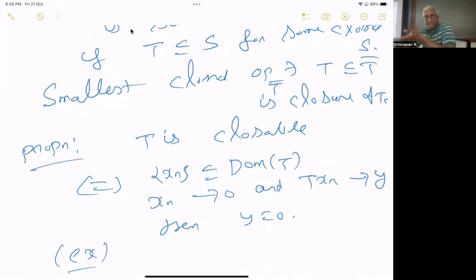Fn converges to F, Fn prime converges to G uniformly, everything uniformly. Fn converges to F, but Fn prime will not necessarily converge to F prime in derivative. But if Fn converges to F and Fn prime converges to some G, then F prime should be equal to G. This is a completely different statement. The graph is closed. That will happen. The graph is closed, but the operator is not continuous.